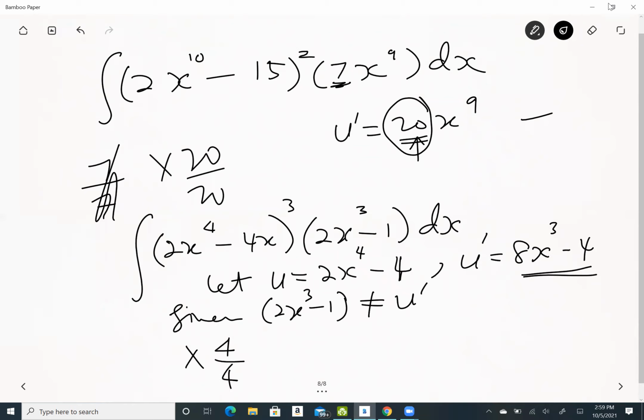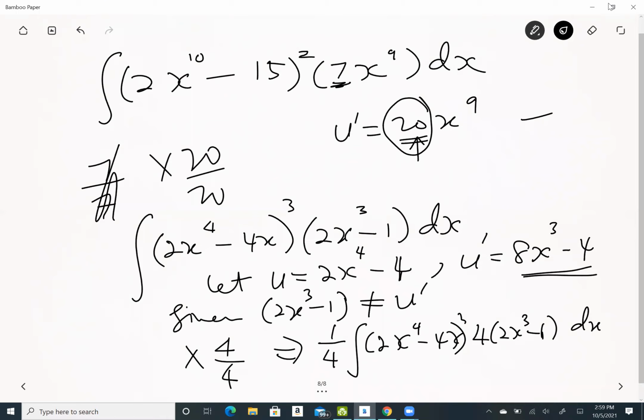So if you multiply by 4/4, then you get u prime, which is 8x cubed minus 4, and then the 1/4 you bring out. So if I do that, I get 1/4, the integral of 2x to the power of 4 minus 4x to the power of 3, then the 4, I multiply by 2x cubed minus 1 dx. And you write another step. You multiply this out, and then you will get the integral. There is another step, so you just go home and finish it up.